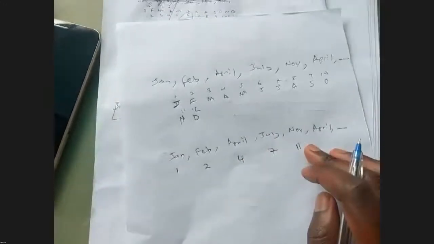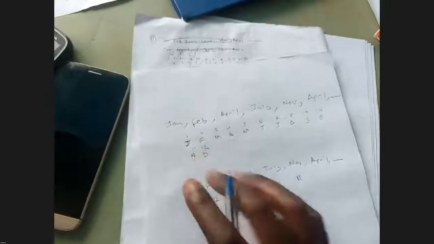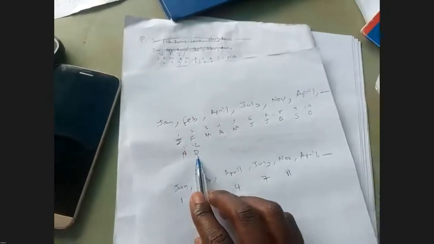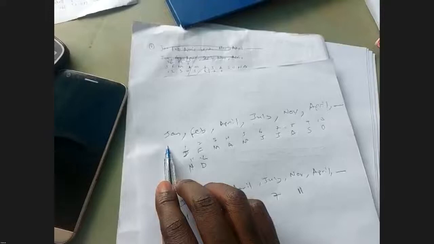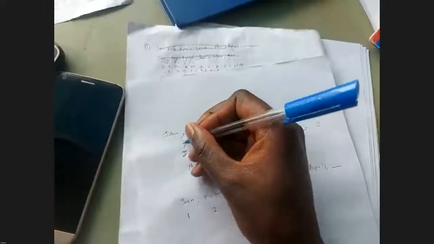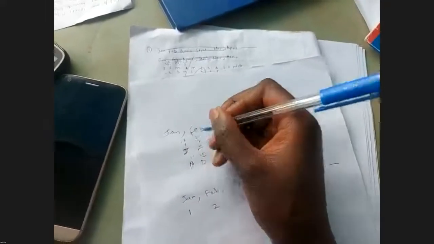Now realize April you cannot put here 4. Someone can even put 4 here. But remember, after a year, you go into another year. So you come and count from 12, you go back to the other year. January will be 13, 14, 15, 16.